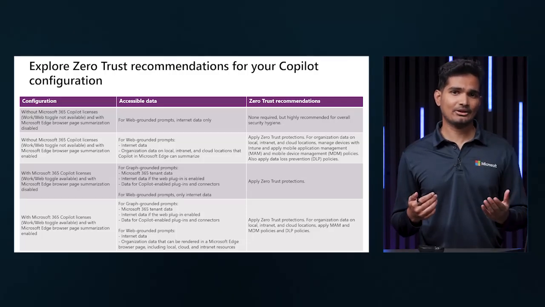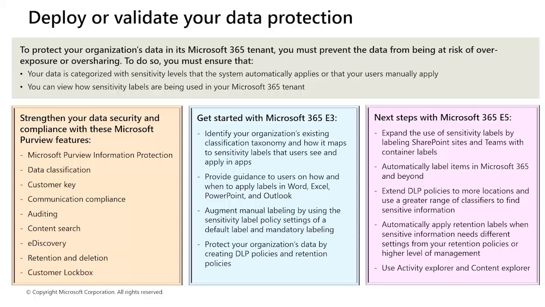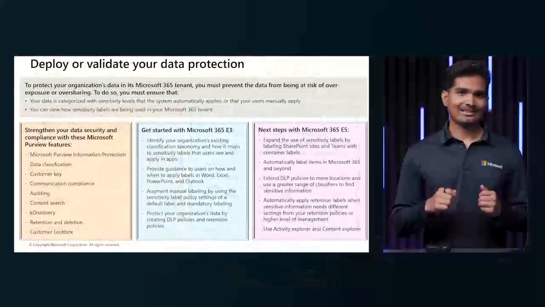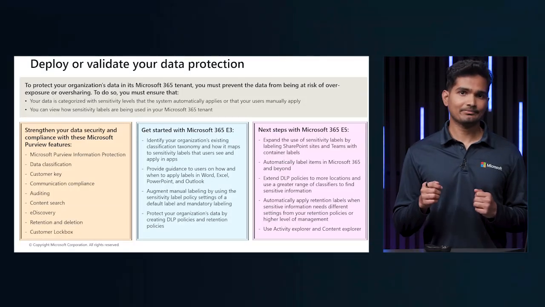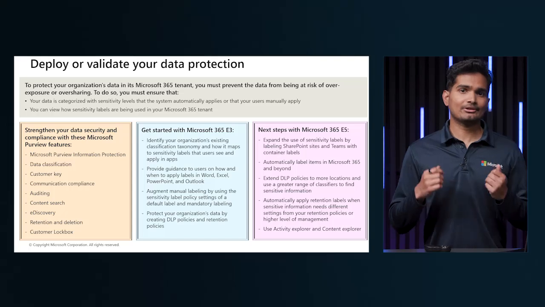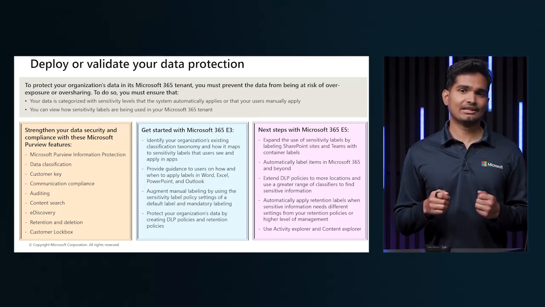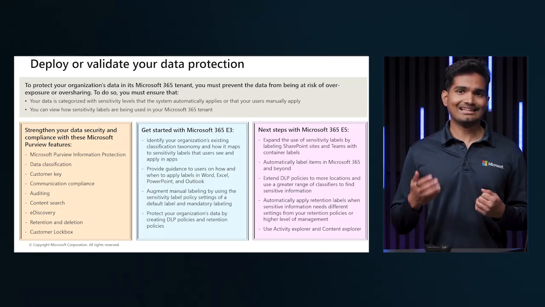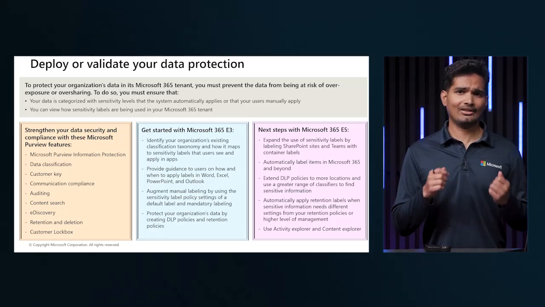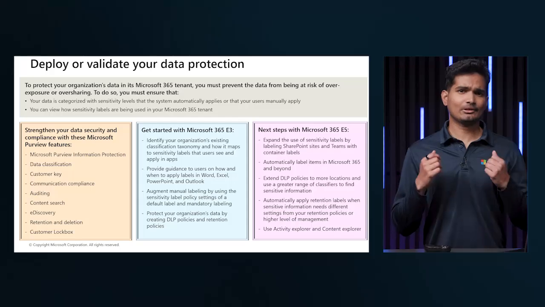To prevent oversharing, you should prevent the data from being at risk of overexposure. To do this, you should ensure that your data is categorized with sensitivity labels that the system automatically applies or that users apply manually. Further, strengthen your data security using data classification, auditing, e-discovery, and more. Provide guidance to users on how to apply labels as well. Let's take a look at a quick demo.